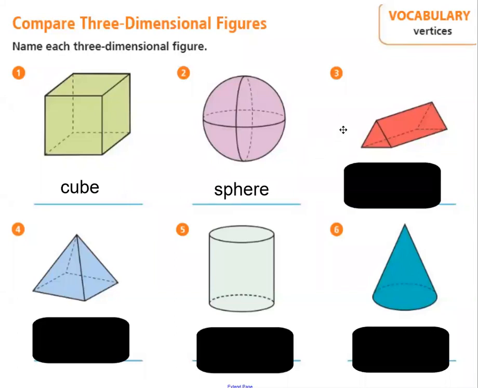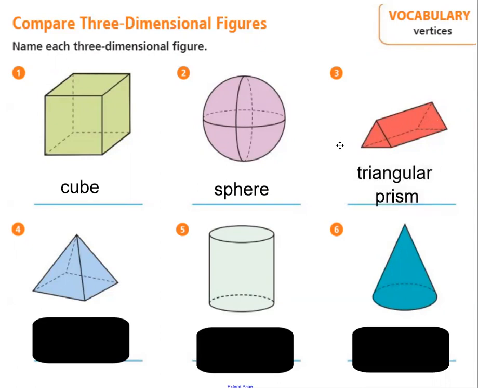Okay, remember that a prism has two polygons for bases that are connected by flat rectangles. All you have to do is take the name of the base, triangle for this one, make it triangular, and then call it a prism. So that's a triangular prism. Now, sometimes kids get that mixed up with number 4 because they see the triangle faces, but that's not a prism because what you need is the same shape on top and bottom.